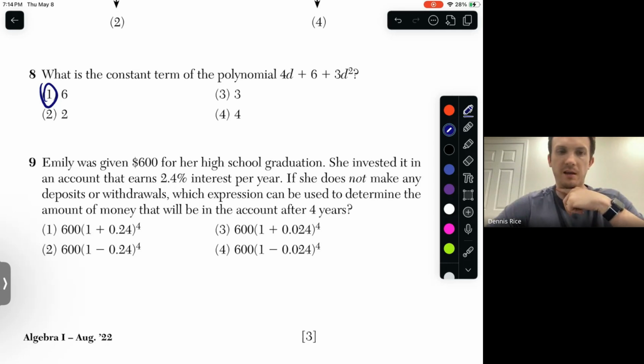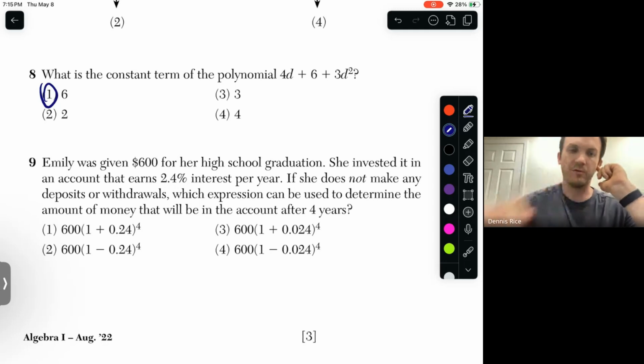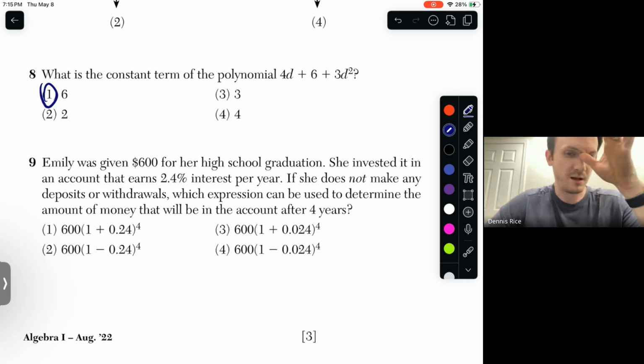We have a growth/decay question. Emily was given $600. She earns interest, so growth, 2.4%, and so on. Which one models how much she'll have after 4 years?